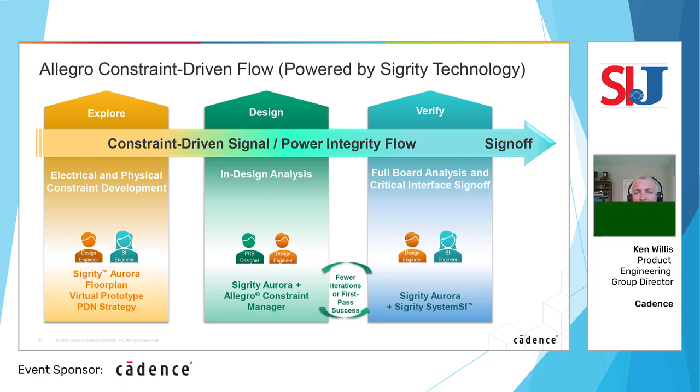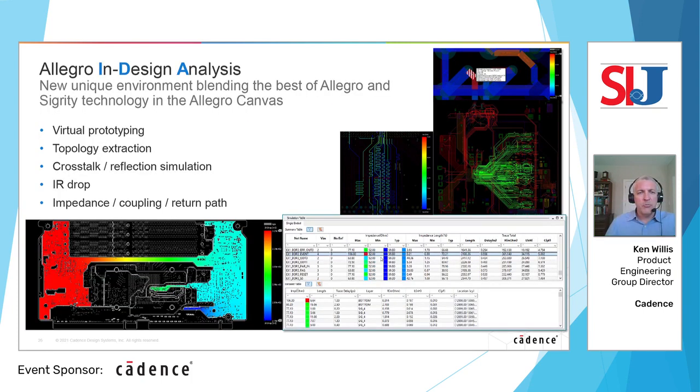And then in the verification phase, we'll use Aurora and also System SI to do full board level screening as well as detailed critical interface sign-off. Aurora's in-design analysis brings integrated analysis technology from Sigrity directly into the Allegro environment. There's dedicated workflows to perform a number of tasks there, including virtual prototyping, topology extraction, crosstalk and reflection simulation, IR drop analysis, and also impedance, coupling, and return path checking.